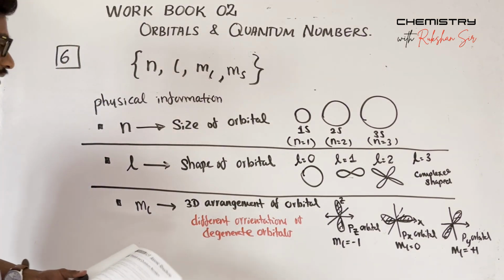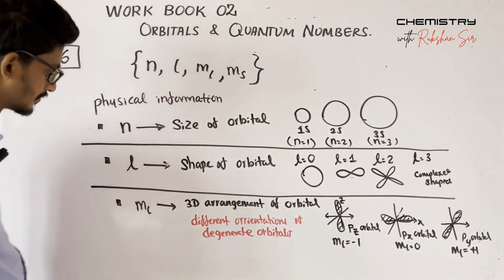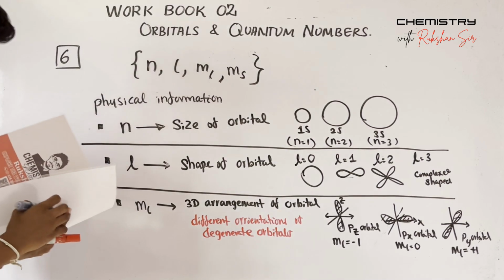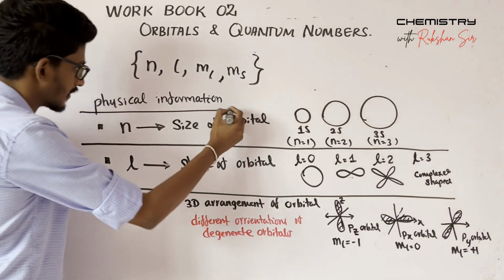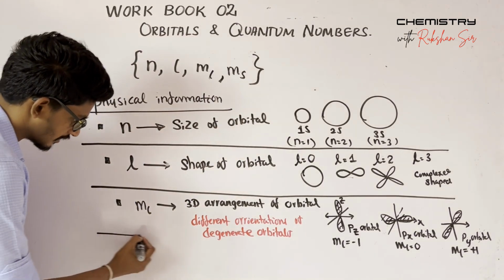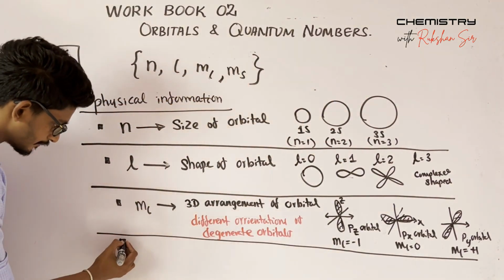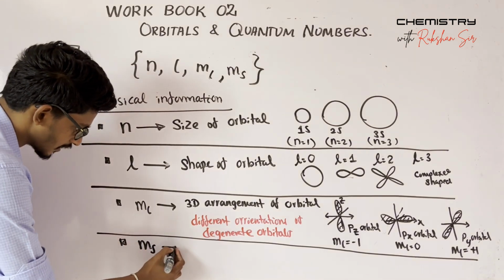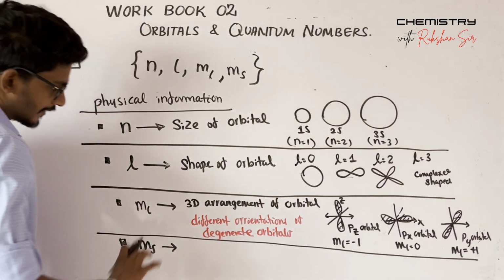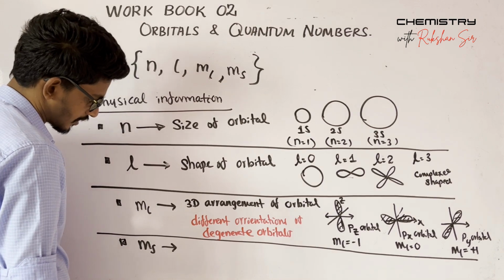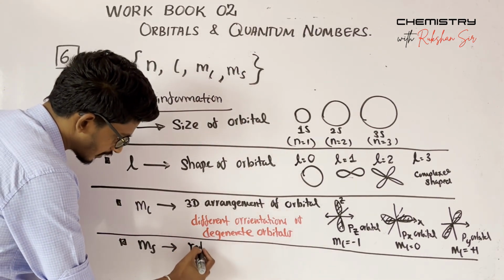The physical idea is that the ml values give you the 3D arrangements. And the final quantum number is ms. What is the physical idea of ms? It gives you the rotation of the electron. It could be anti-clockwise or clockwise.